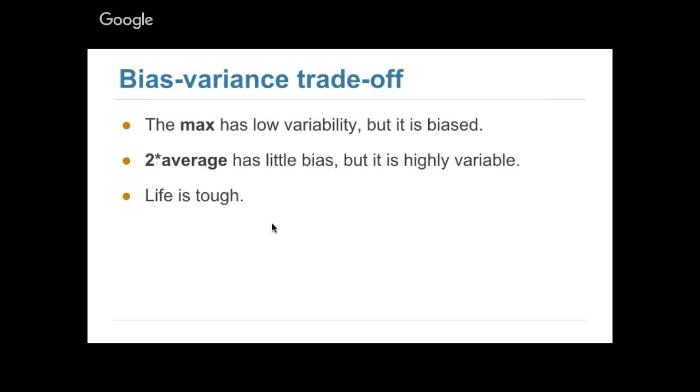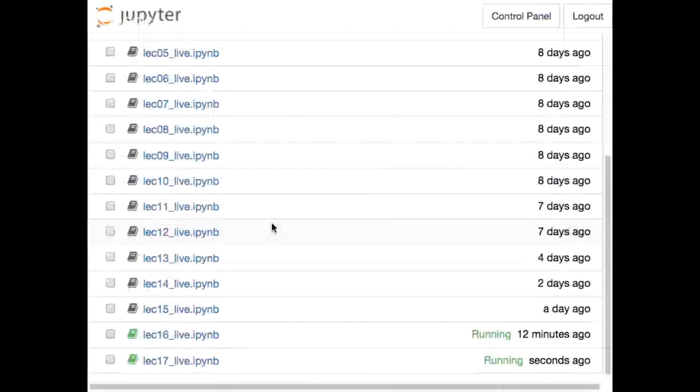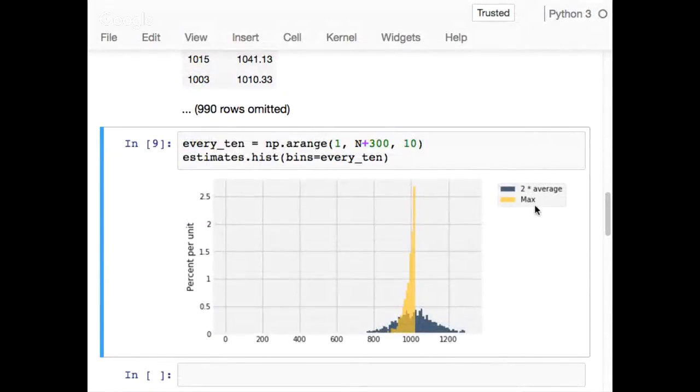Is there a way to get an estimator with a low bias and low variability in this case? So I'm taking a look here. I did the 2 times average, did the max. Is there some clever way to get an estimator with low variance and low bias?